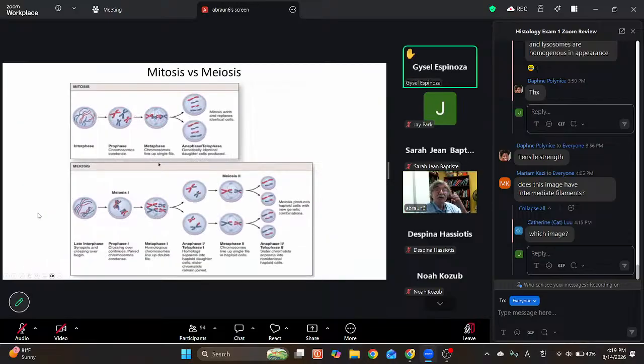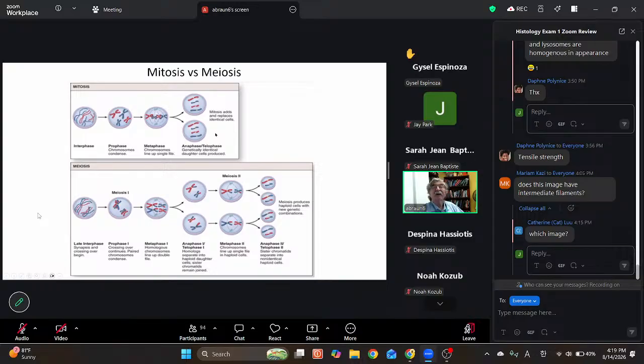This just shows you the mitosis, and there's meiosis. We're not going to talk too much about them, but meiosis consists of two phases separated by an interphase in which there is no replication of the chromosomes between the two phases of meiosis, meiosis 1 and meiosis 2.